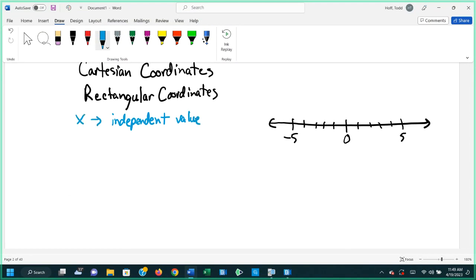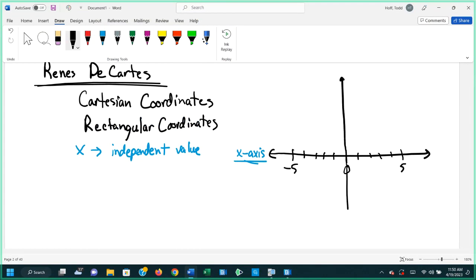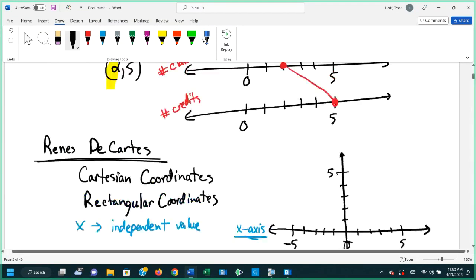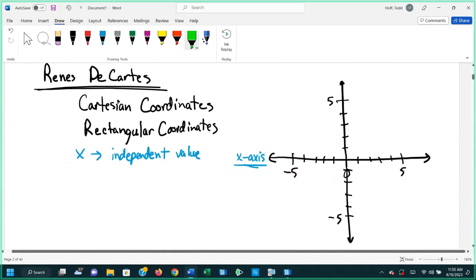We're going to use the variable x for it here. So this was the x-axis. Again, sometimes referred to as the independent axis if you don't want to label it as x and y. And then the second number line went vertically through the 0 of the first number line. Positives going up, negatives going down. And that represented the second value in these ordered pairs, the 5 in this case.